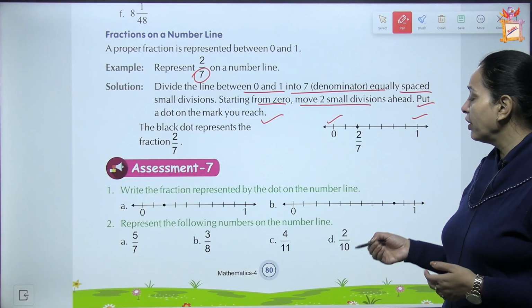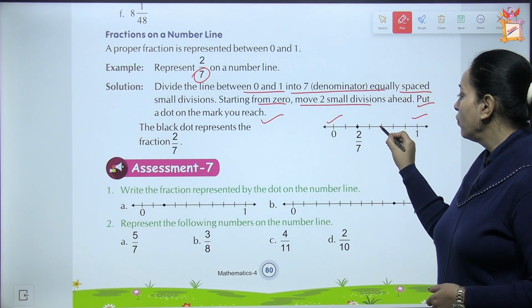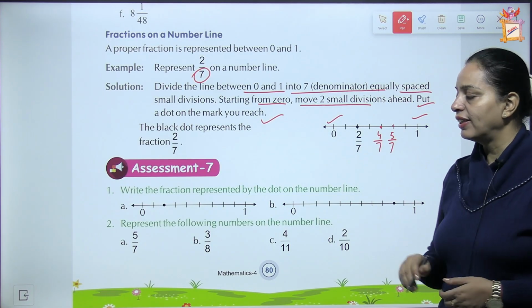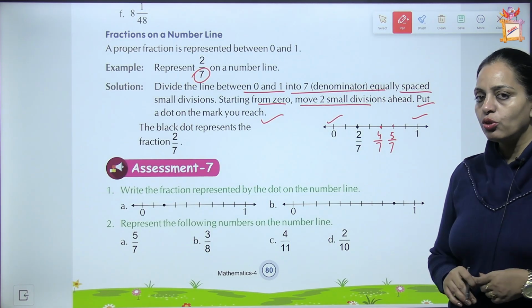अगर हमें 4 by 7 करना है तो 1, 2, 3, 4. This is 4 by 7. This is 5 by 7, like this. Okay, I hope this is clear to you.